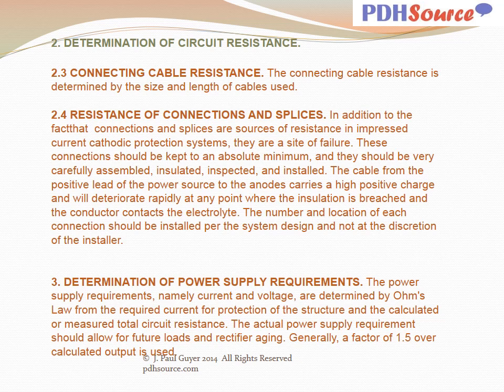The power supply requirements, namely the current and voltage, are determined by Ohm's law from the required current for protection of the structure and the calculated or measured total circuit resistance. The actual power supply requirement should allow for future loads and rectifier aging. Generally, a factor of 1.5 over calculated output is used.